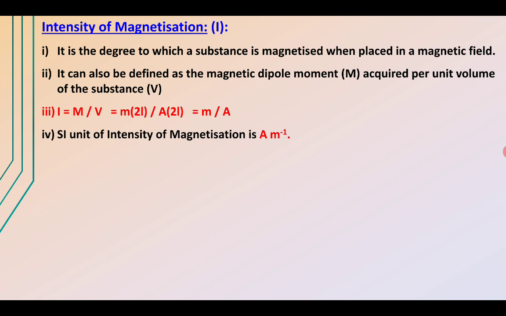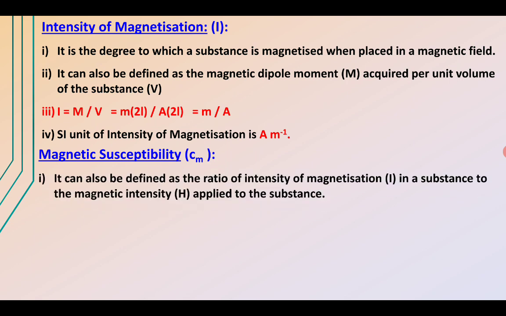Now the next term we are going to discuss is the magnetic susceptibility, and basically this is the property of a substance which shows how easily a substance can be magnetized.